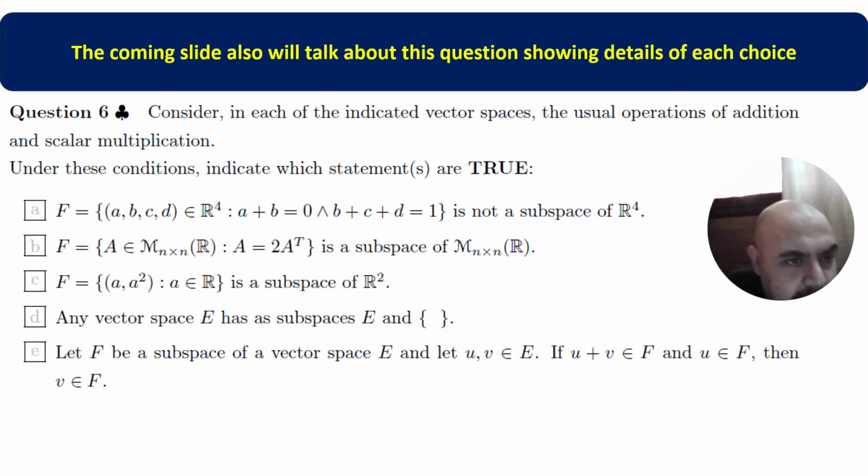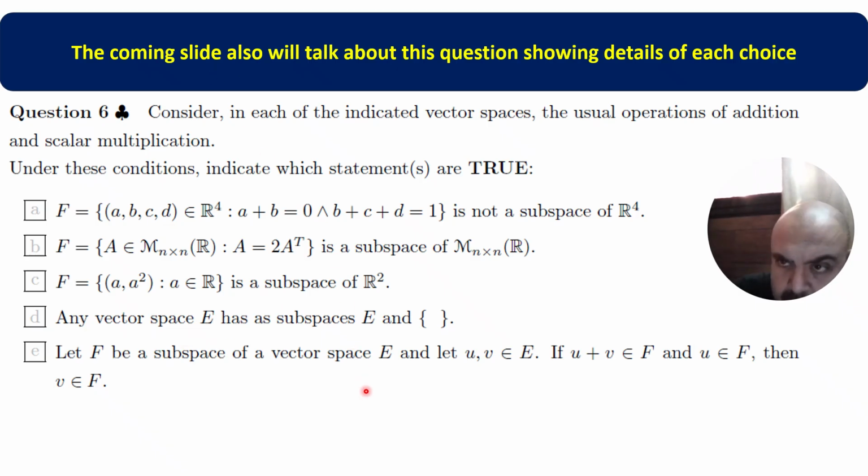Let's go to question number 6. Question number 6, it's about, yes, just a sec, it's about vector spaces. He is asking you, consider in each of the indicated vector spaces the usual operations of addition and scalar multiplication. Under these conditions, answer the following, and he is giving you more than one question. For this slide in specific, I will do this question in the next slide with a lot of details, but I wanted you to have a chance to look at this question, for my students to whom I'm going to send the PDF. So those are the questions.